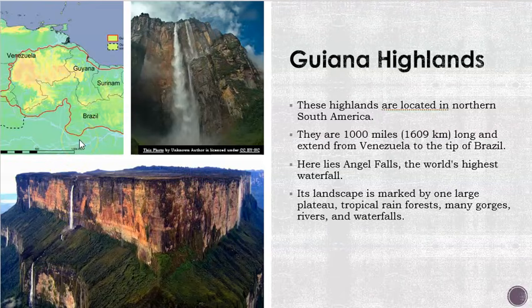The Guiana Highlands are in the northern part of the continent, occupying Venezuela, Guyana, Suriname, and then the northern portion of Brazil. They're approximately 1,000 miles long, and they go from Venezuela to the tip of Brazil. And as we talked about in our second video with the rundown of all of the countries, the Guiana Highlands is home to Angel Falls, which is the world's highest waterfall, pictured here. As you can see, there are many waterfalls coming off of this plateau in the Guiana Highlands.